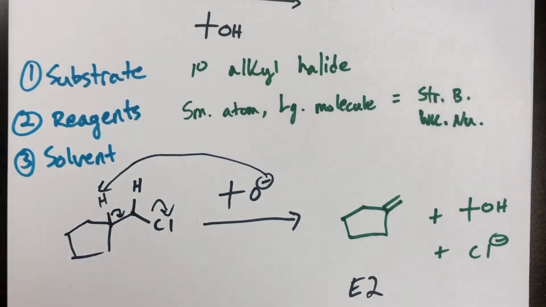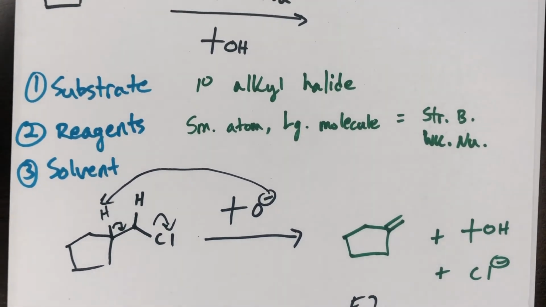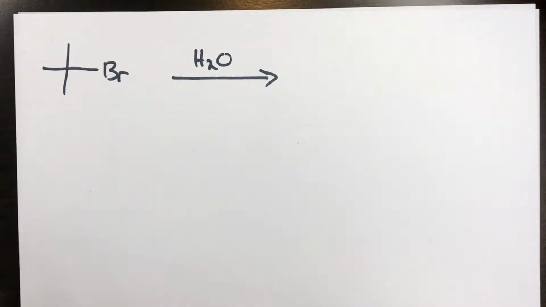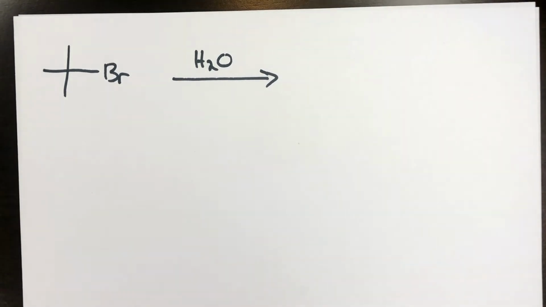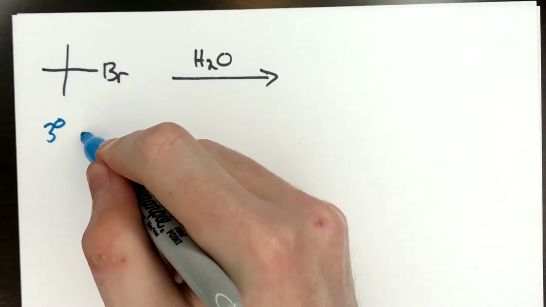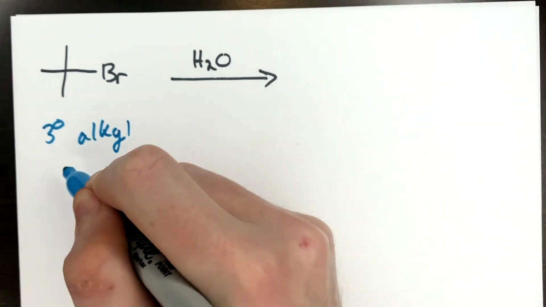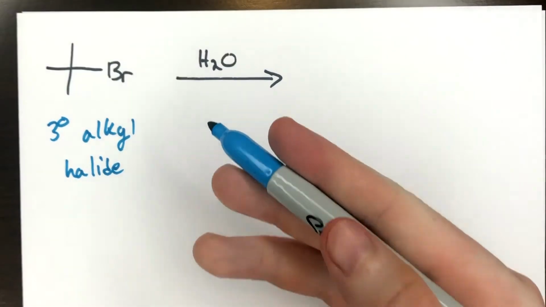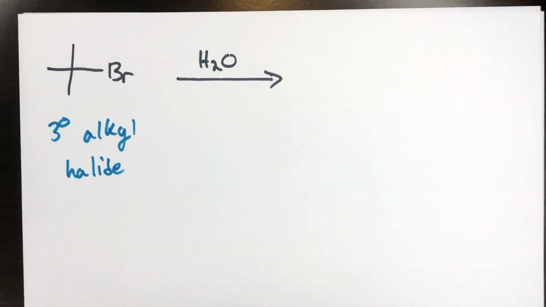All right, moving along. Here we have another question, and our substrate is tertiary. This is a tertiary alkyl halide. So right away, that tells us it's not SN2 because we have a tertiary center. Secondly, our reagent is not particularly helpful in any case.